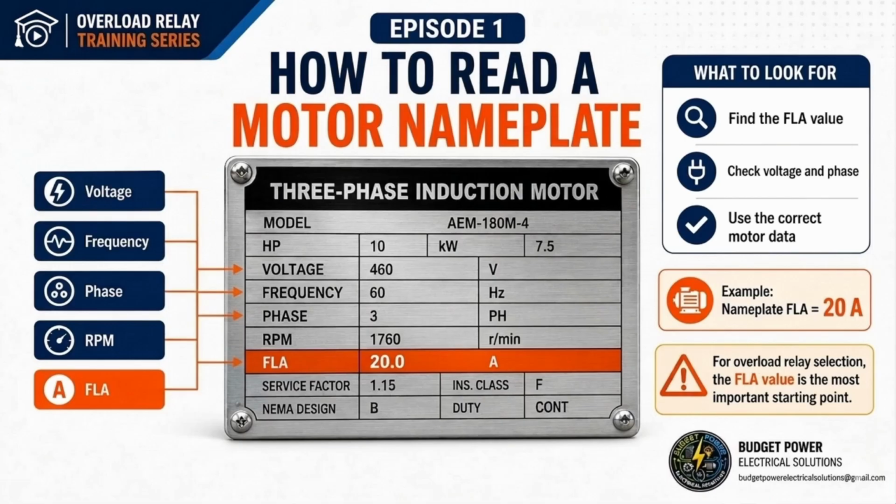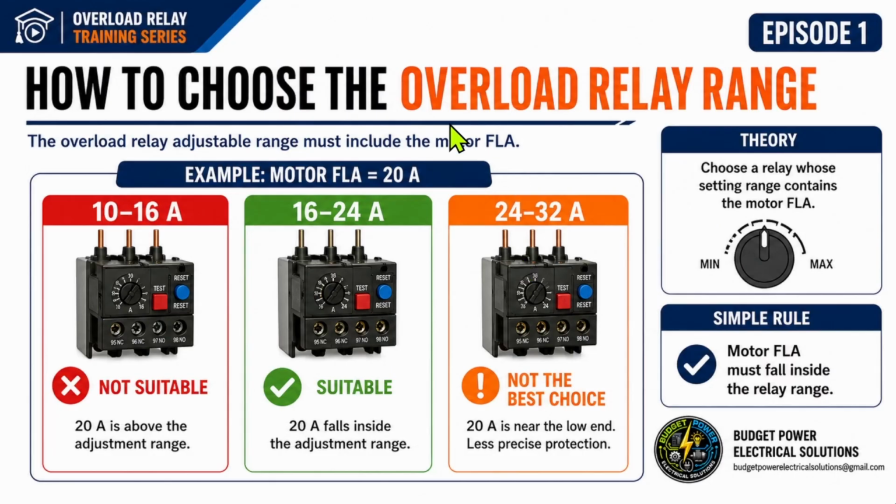You can see here the voltage, frequency, phase, three-phase motor, RPM, then FLA 20 amp. As an example, I got this one, NEMA design, then the kilowatt motor capacity. This is a model of a very simple motor nameplate. So you can see how to choose the overload relay range.